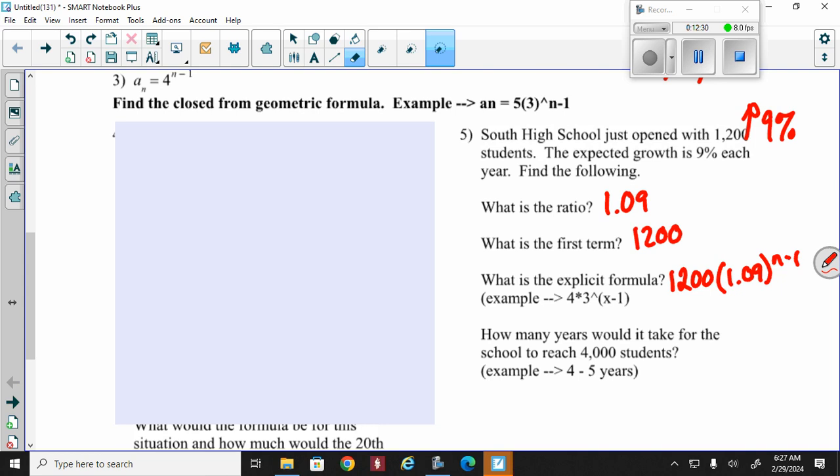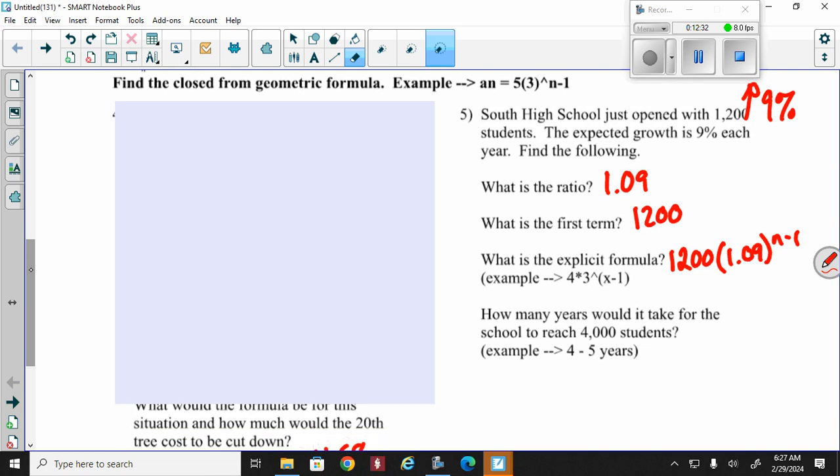All right. Now, this is where a lot of you guys are kind of screwing up, and that is, how many years would it take for the school to reach 4,000? This is a guess and check situation. So you got to figure out how many years, and I honestly have no idea. So I'm literally just going to guess and check.